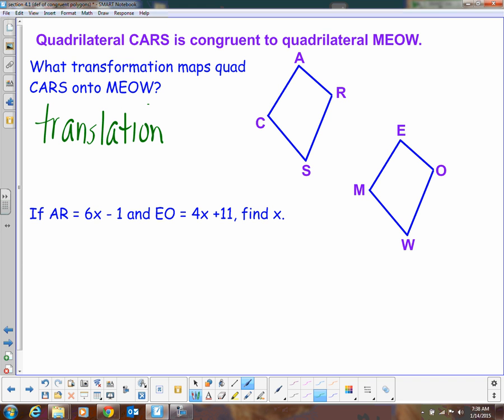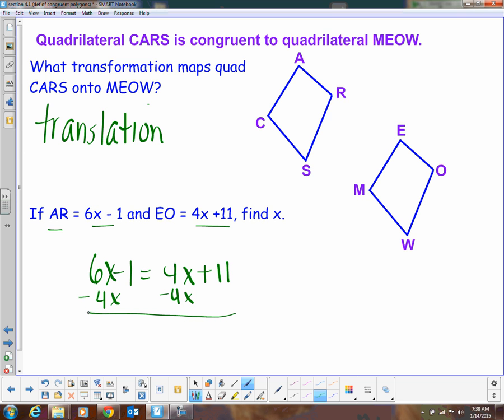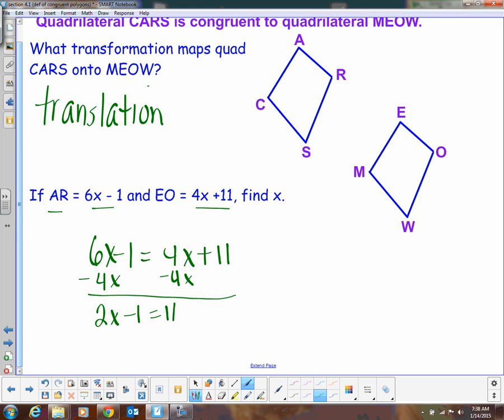So let's get some algebra. If AR is 6x minus 1 and EO is 4x plus 11, what equation am I going to write? Because if the polygons are congruent, their corresponding sides are congruent, correct? All right, so now you're going to add 1 to both sides. So that's going to give you 2x equals 12 or x equals 6. So we need to link chapter 9 to our chapter 4.